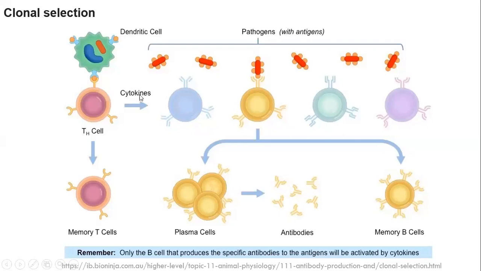So a pool of antibodies is already present in the body, but only one specific response comes up, because there is a specific recognition, there is a specific switch that happens. Remember that only the B cell that produces specific antibodies to the antigens is activated by cytokines, not the T cell, not the APC, not the other cells. Only the B cell produces the lymphocytes. The antibody is called an immunoglobulin.